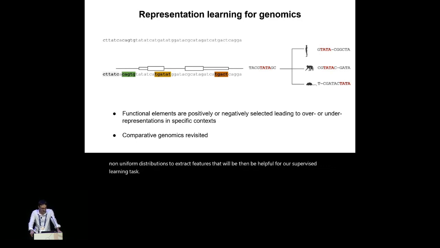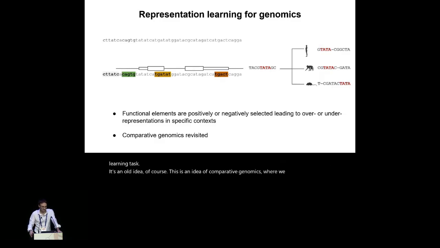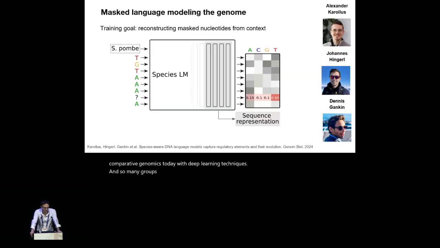It's an old idea, of course. This is the idea of comparative genomics, but we can revisit comparative genomics today with deep learning techniques. And so many groups, including ours, have been embarking into this topic. I'm showing you now just a few slides on the paper we published last year, and I presented also 2 years ago at ISMB. And that's an algorithm that we call species LM.